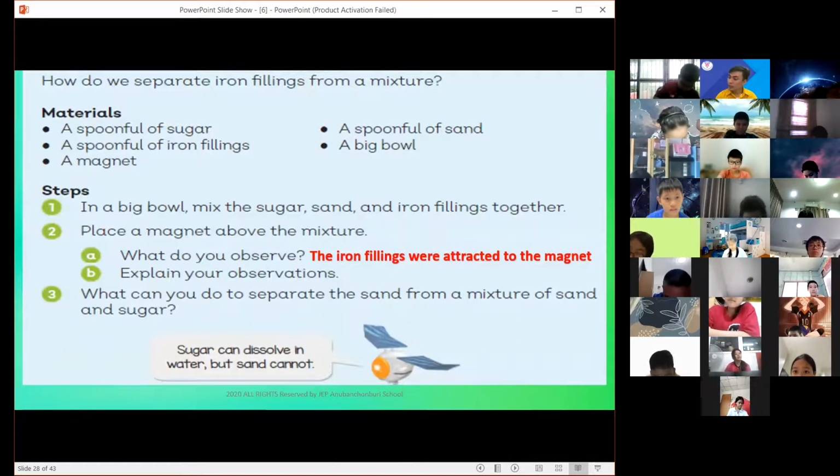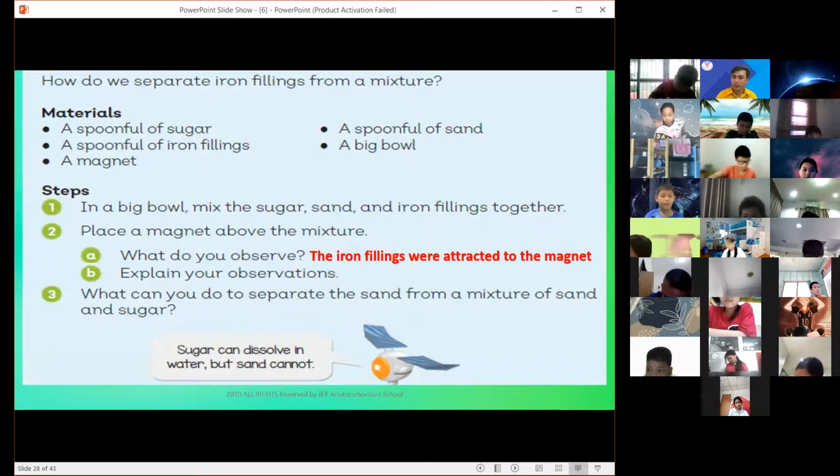So what is the answer? The iron fillings were attracted to the magnet. Now, the next question here in number 2, letter A. Maybe Parinya would like to answer. Explain why this thing happens. Explain your observation. Parinya, go. Why do you think the iron fillings were attracted to the magnet?